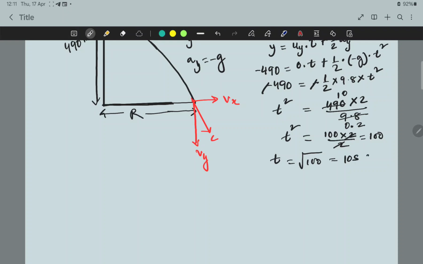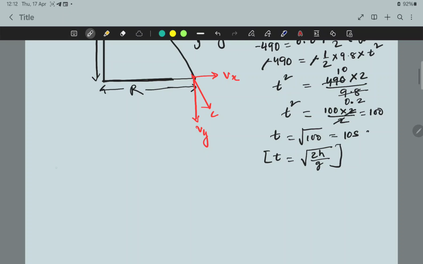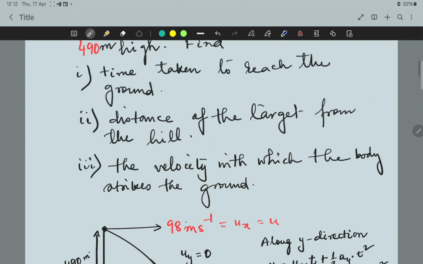You could have done it using the formula t equals root over of 2h by g. You could have used this also. This formula has come from this equation itself, so straight away you can use the formula also. So this is the first part of the question.